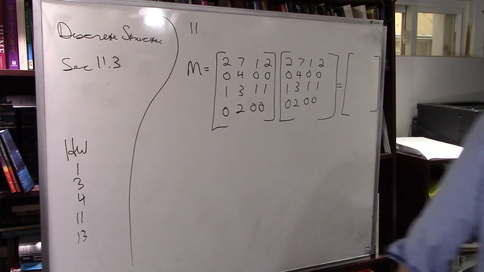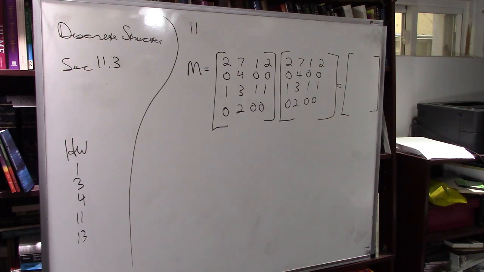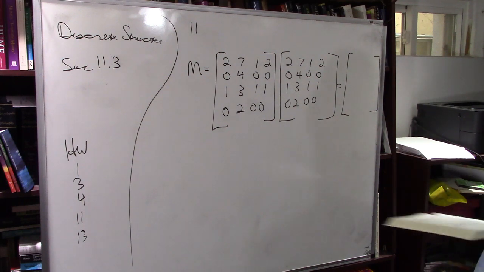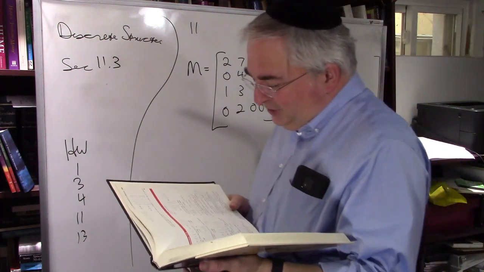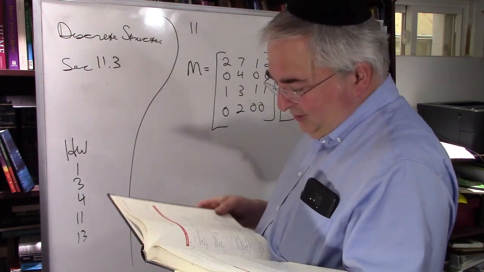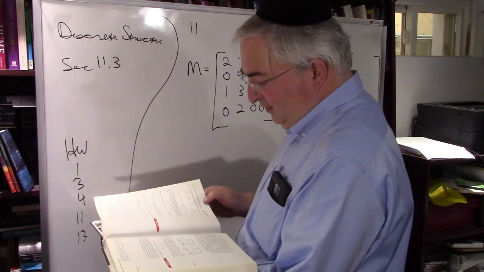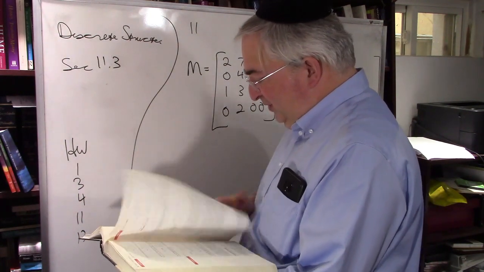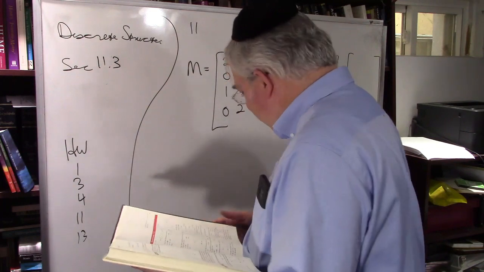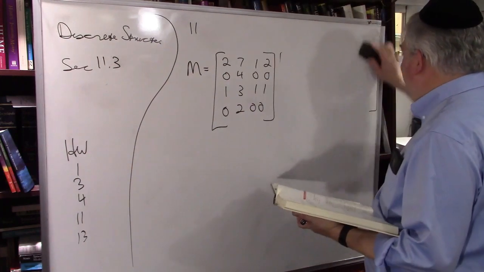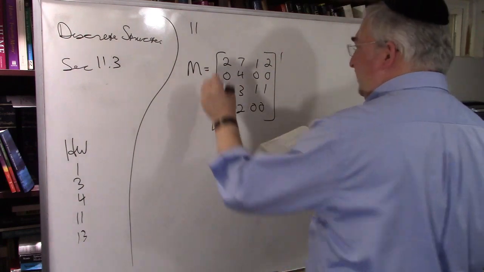Oh, I'm sorry. I made a mistake. Sorry, number 11. Let M be the adjacency matrix for the digraph in example 1. Okay, example 1 is right over here. Nice little picture. Now look what they're doing. They did all the work already. They're giving you M squared.